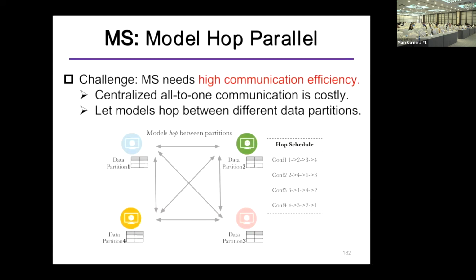In each training epoch, it selects P models from S to train using SGD on different partitions. After that, each model will hop to the next worker node in accordance with the pre-generated hop schedule. So after several hops, all the models will be trained over the entire dataset.